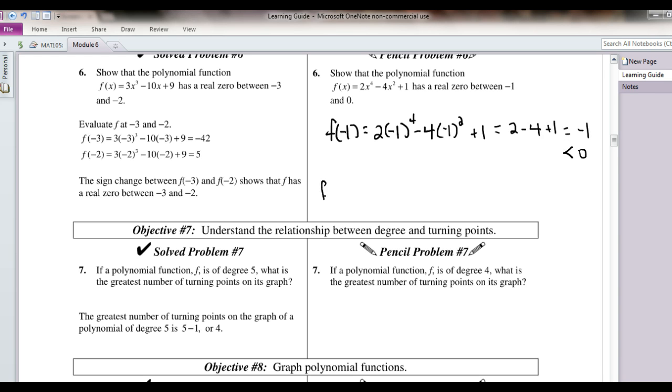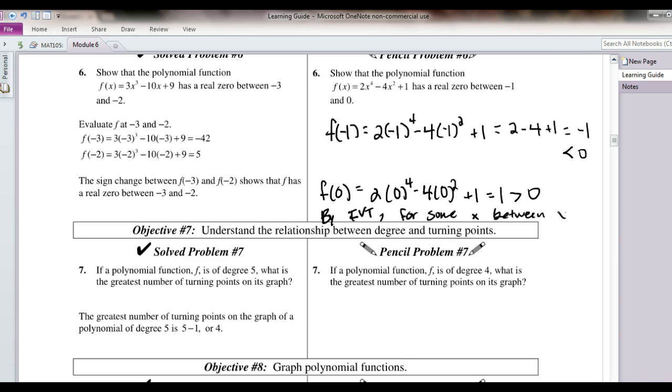And then we also have f of 0. That's just 2 times 0 to the fourth minus 4 times 0 squared plus 1, which equals 1, which is bigger than 0. So by the intermediate value theorem, by the IVT, for some x between x equals -1 and x equals 0, there is some x such that f of x equals 0.